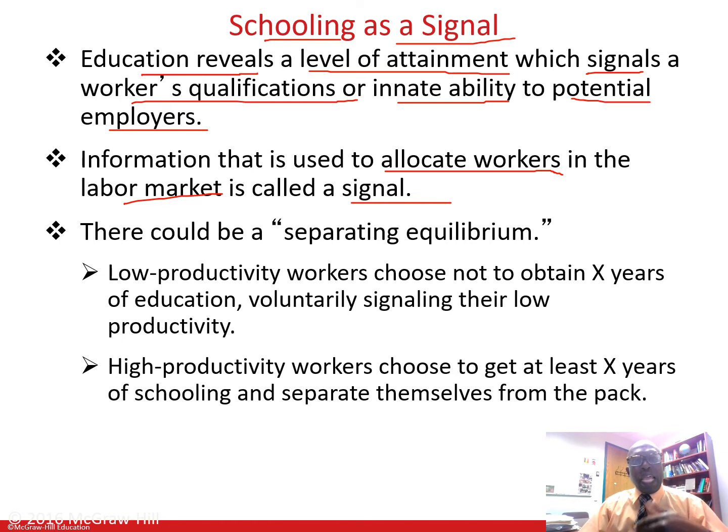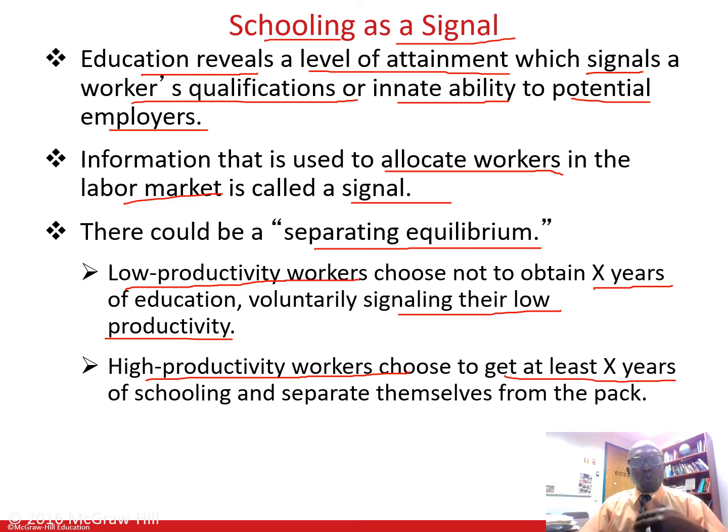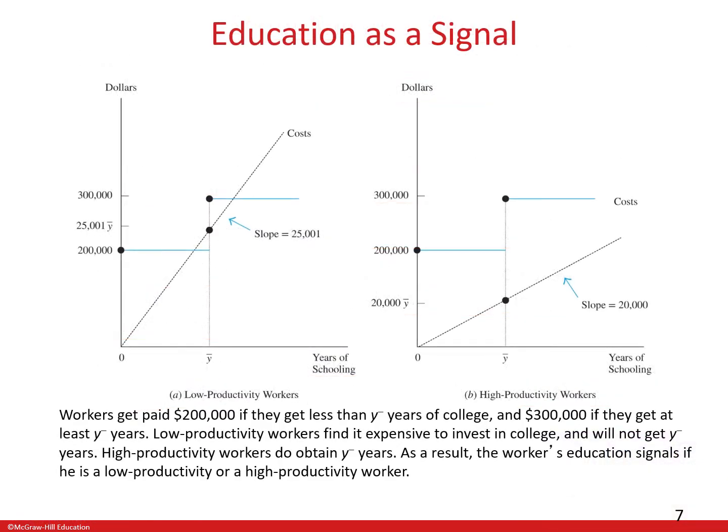There could be a separating equilibrium, meaning what? Low productivity workers choose not to obtain X years of education, voluntarily signaling their low productivity. High productivity workers choose to get at least X years of schooling and separate themselves from the pack. Now let's analyze the graph about education as a signal.